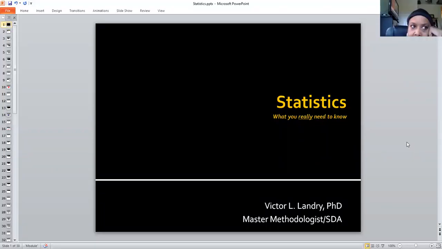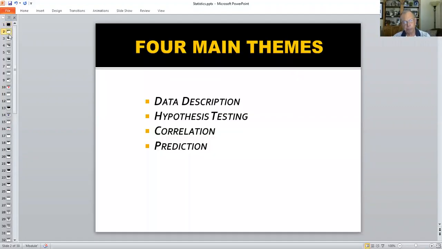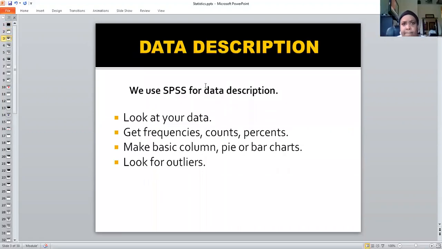All right, so going back, we just began this, and we're going to talk about four major themes pretty quickly. Data description, hypothesis testing, correlation, prediction. There's so many slides, I don't want to spend an equal amount of time with each one, but let's focus first on data description. Before we can do anything, we have to really look at our data.